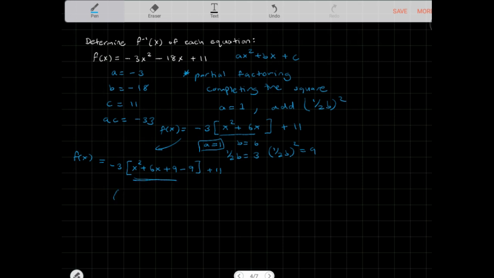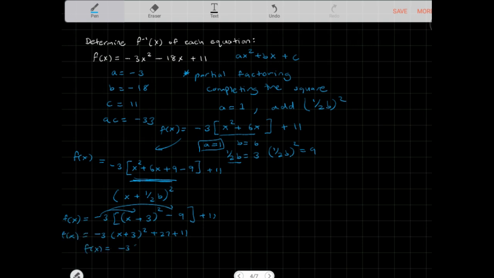These three form a perfect square trinomial. If we have a perfect square trinomial, we can factor it as x plus 1/2 b squared. That's why I wrote down the 1/2 b term here. So you can write all of this out as x plus 3 squared minus 9 plus 11. So that's your f of x function. And then I'm going to expand this out, and you get negative 3 times x plus 3 squared plus 27 plus 11. If I combine this together, this is negative 3 times x plus 3 squared plus 38.